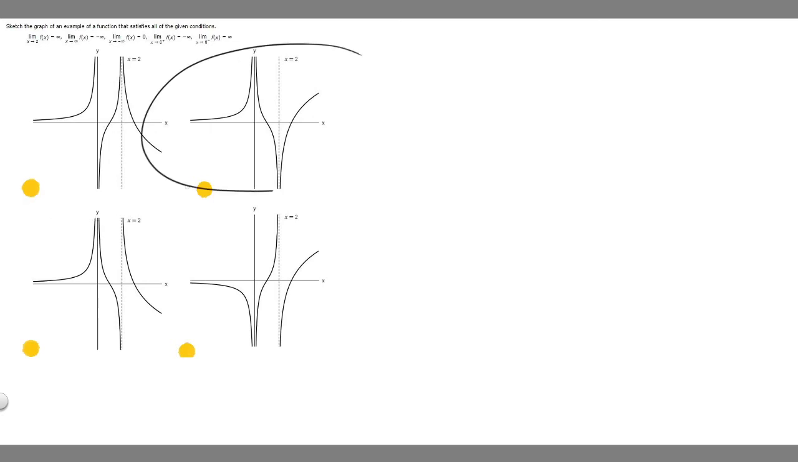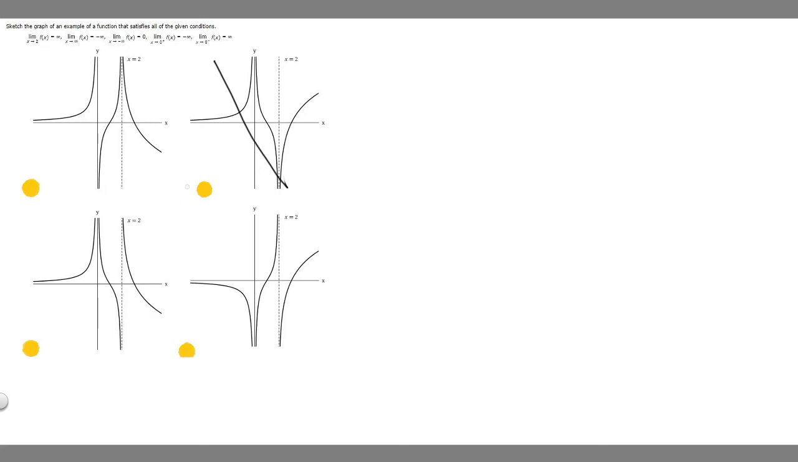Let's check this one. So this one right here, we can see that it goes down instead of up. So it seems like it's approaching negative infinity, right? As we get closer to 2, we go down to negative infinity. So this one isn't going to work because it doesn't meet the first condition. Well, let's look at the next two.